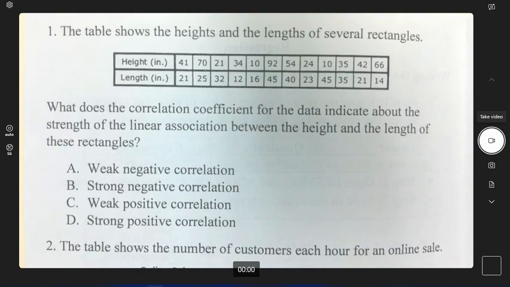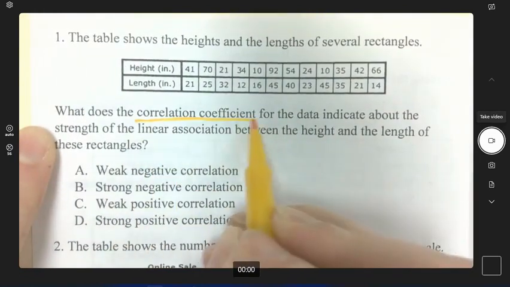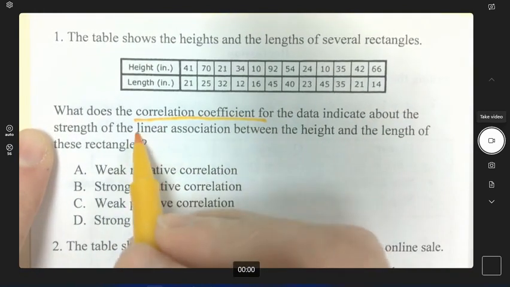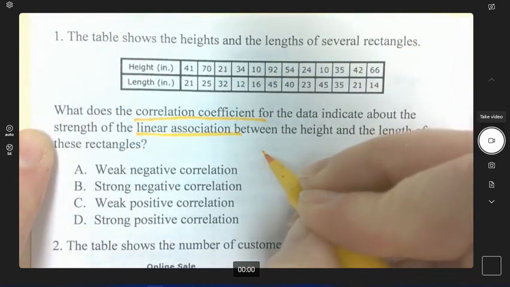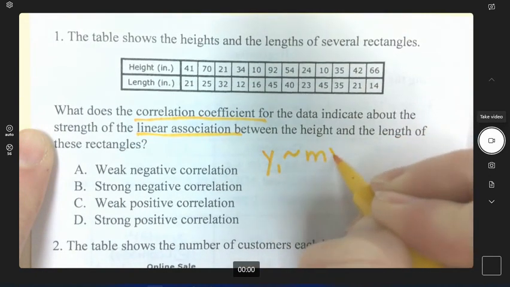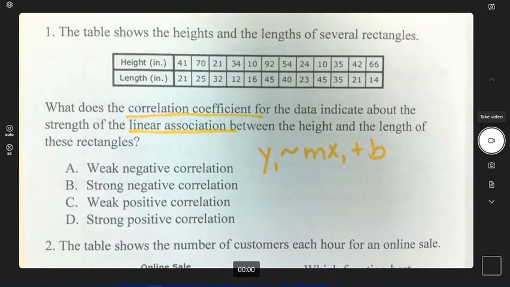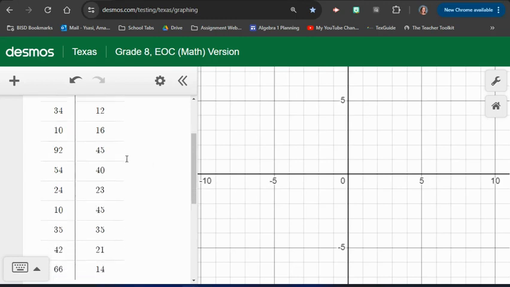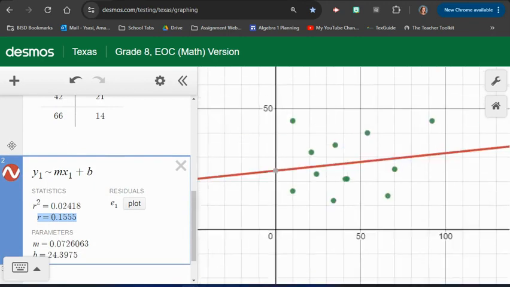Okay, for this table, it gives you height and length and says, what does the correlation coefficient indicate about the linear association? So we want to put this in the table, and then we want to do the linear regression equation. y1 squiggly mx1 plus b. So I have that. Then I'm going to click this magnifying glass with the zoom fit.